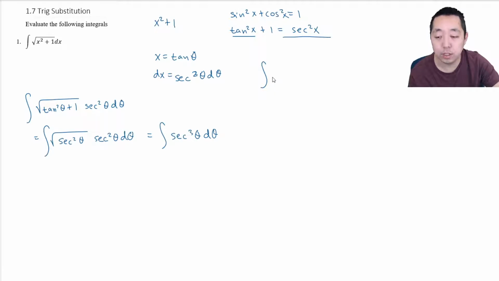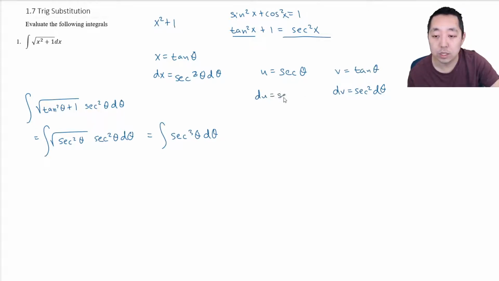So to do this one, I'm going to do integration by parts. u is equal to secant theta, dv is equal to secant squared theta d theta, and so v is going to be equal to tan theta, and du is equal to secant theta tan theta d theta. So then this integral becomes uv, which is secant theta tan theta, minus the integral of v du, which is secant theta tan squared theta d theta.